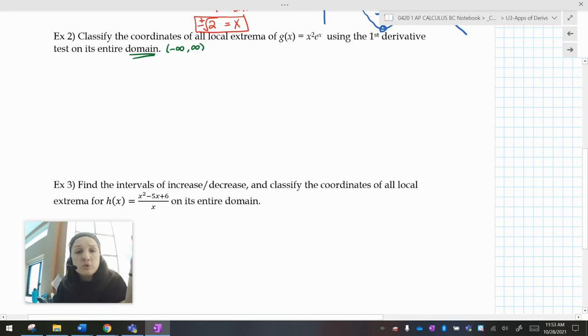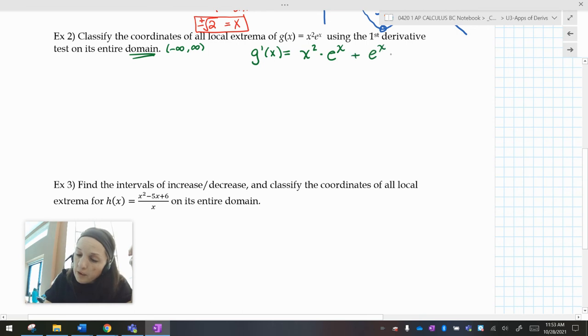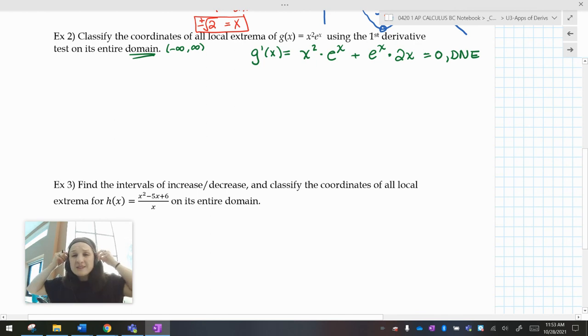And if I want local extrema, I need critical points. So I want to know when g prime of x equals 0 or doesn't exist. So the first times the derivative of the second, plus the second times the derivative of the first. I want to know when that equals 0 or doesn't exist. And there's no fractions, there's no logs, there's no radicals. So this exists everywhere. Going to ignore that.